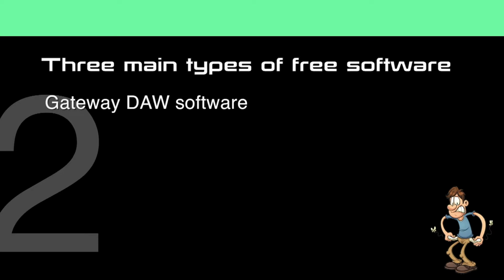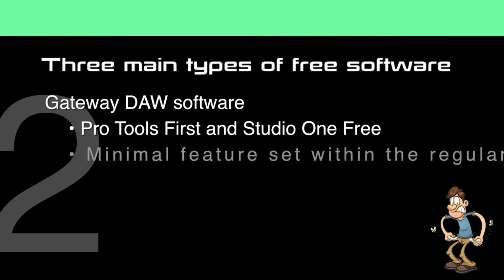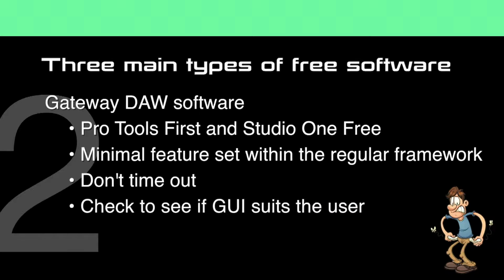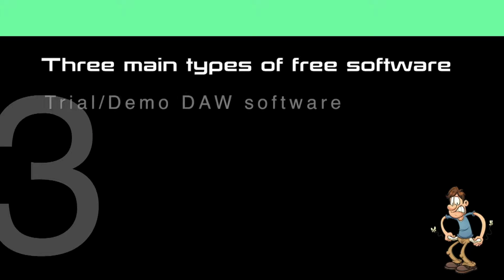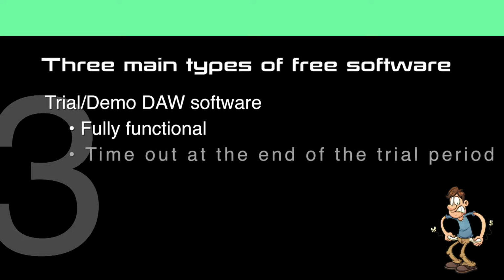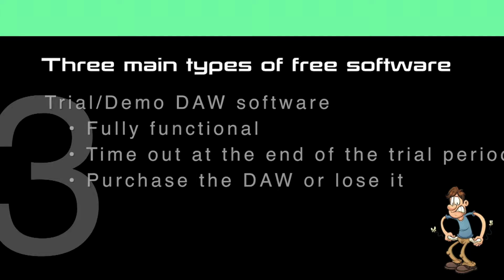Gateway DAW software, such as Pro Tools First and Studio One Free, offer users a way to get used to a world-class DAW by providing a minimal feature set but within the framework of the commercial versions. These free DAWs don't time out, and they offer an excellent chance to see if the graphical user interface is intuitive and if it suits the user's creative style. Virtually all manufacturers offer free trial or demo versions, which are usually fully functional, but they time out at the end of 30 days or so, causing the user to either purchase the DAW or lose it.